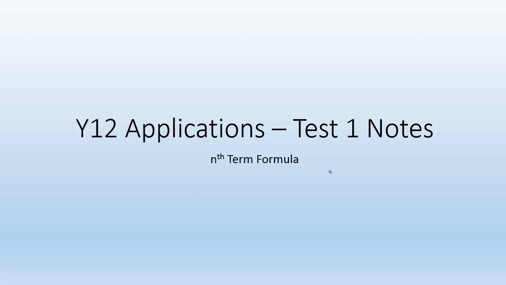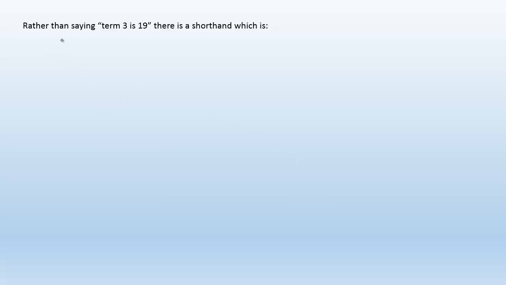The nth term formula. Rather than saying term 3 is 19, there is a shorthand notation for this: T3 is 19. So let's suppose we had a sequence that went the same as we used in the previous explanation: 10, 13, 16, 19. For this one, we would say T1 is 10. Remember, term 1 is also often called a.